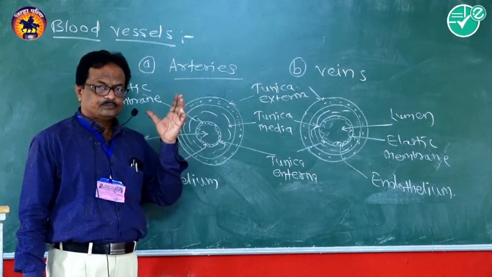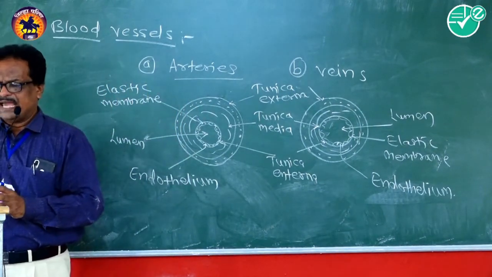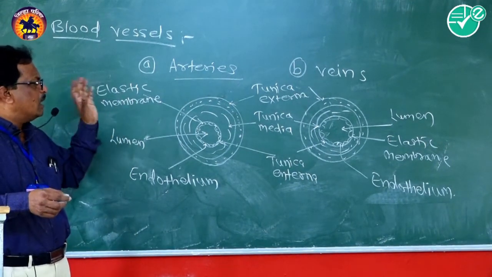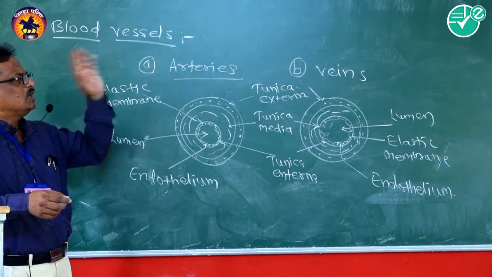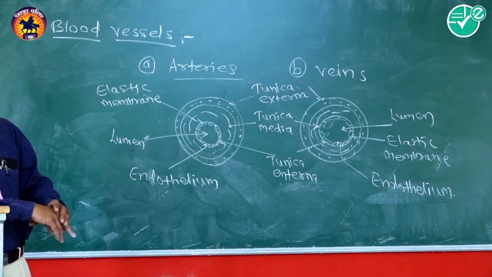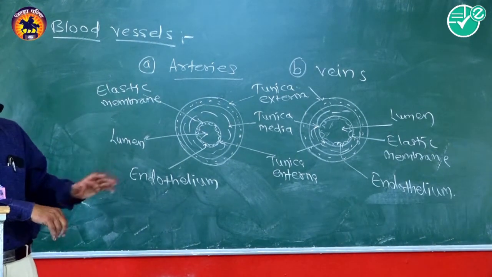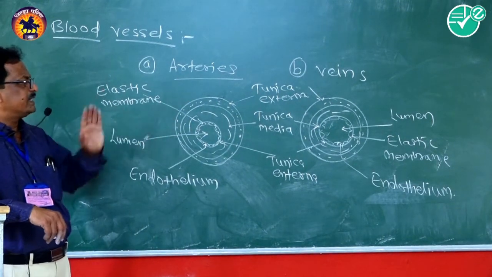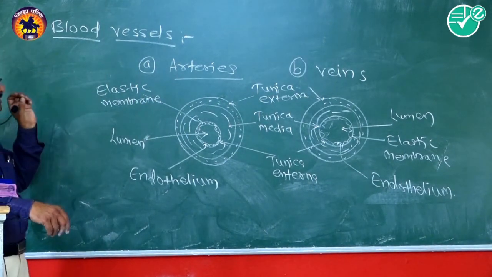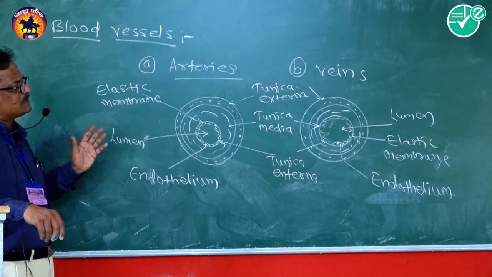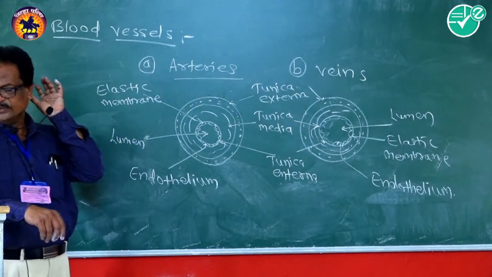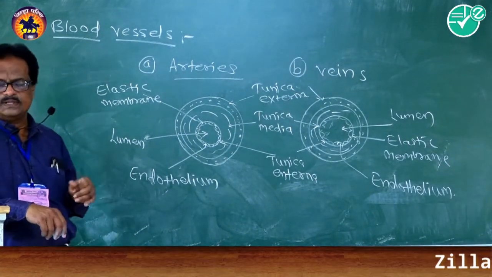The walls of arteries are more elastic as compared to the walls of the veins. Valves are present only in veins and are absent in arteries. This means arteries do not show any valves, but at some intervals veins show valves, which prevent the backflow of the blood.